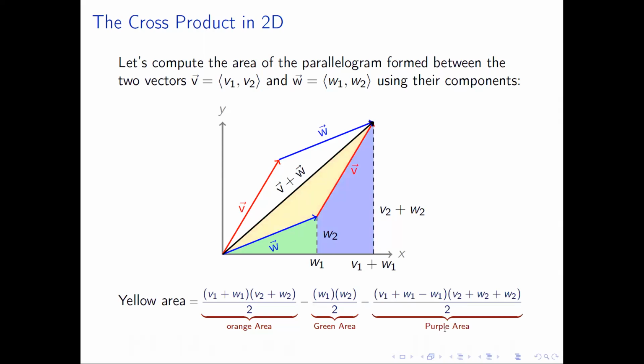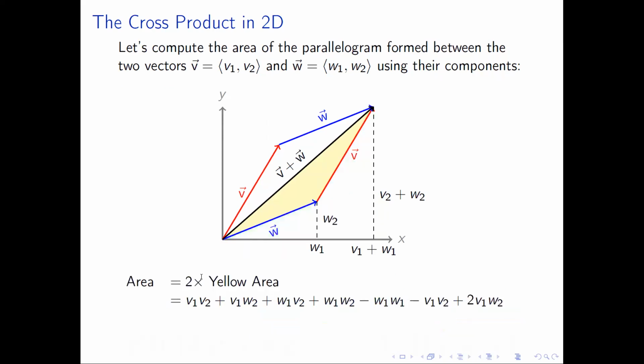Then subtract the trapezoid, the purple trapezoid area, and that is the average of the bases times this height. The height is V1 plus W1 minus V1, which is just V1, and the one base is V2 plus W2, the other one is W2. Now I do have the yellow area, which is half of the parallelogram, entirely expressed in terms of components of V and W.